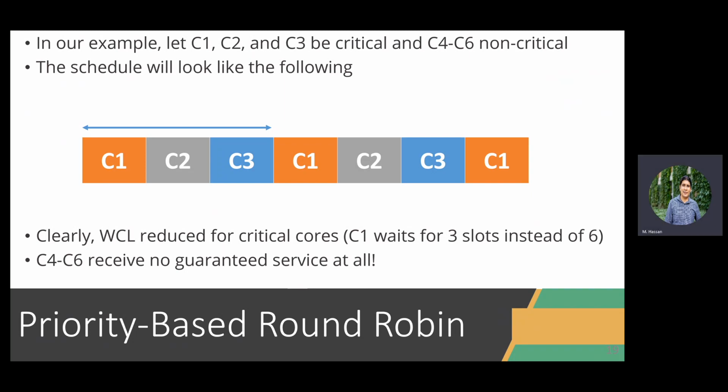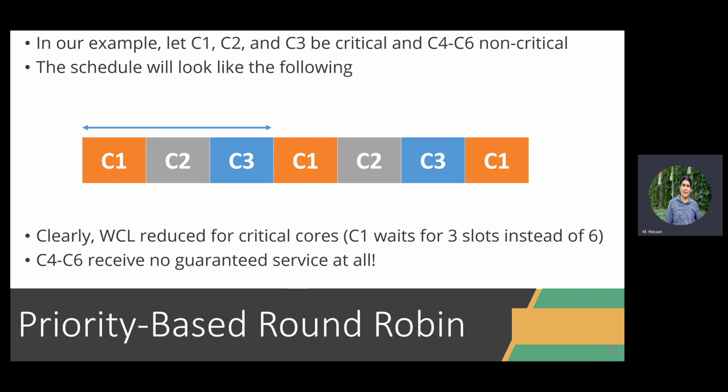Okay. Well, what is the advantage of this? Critical tasks get scheduled more consistently and sooner. Yeah, exactly. And they have much less worst case latency, right? Right now, my worst case latency is, if this is round robin, then I have to suffer interference from the other cores, so it will be n minus one multiplied by the slot width. Now it's n critical minus one. So it will be 2 multiplied by the slot width instead of 5.